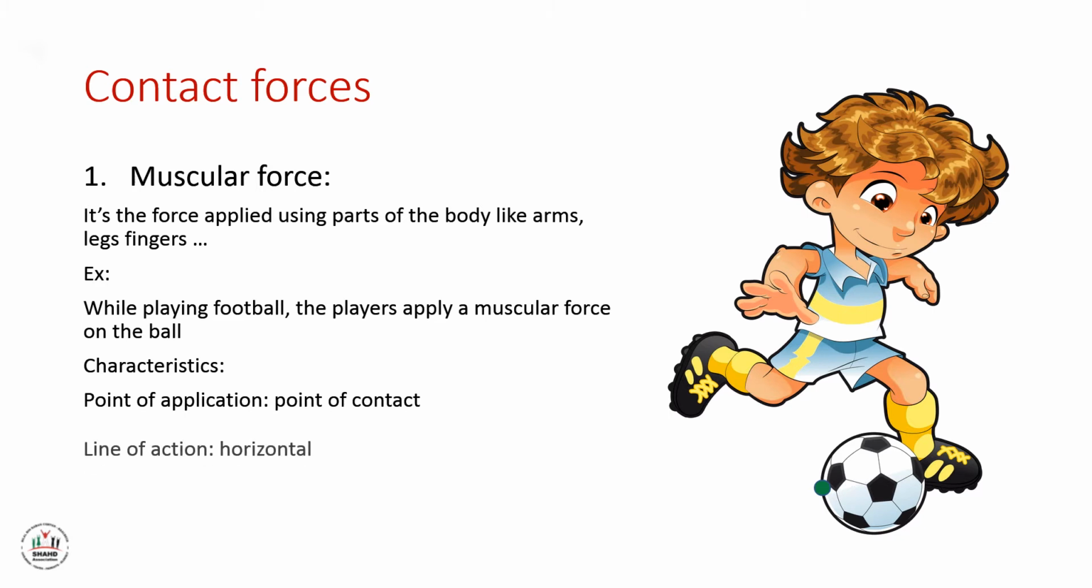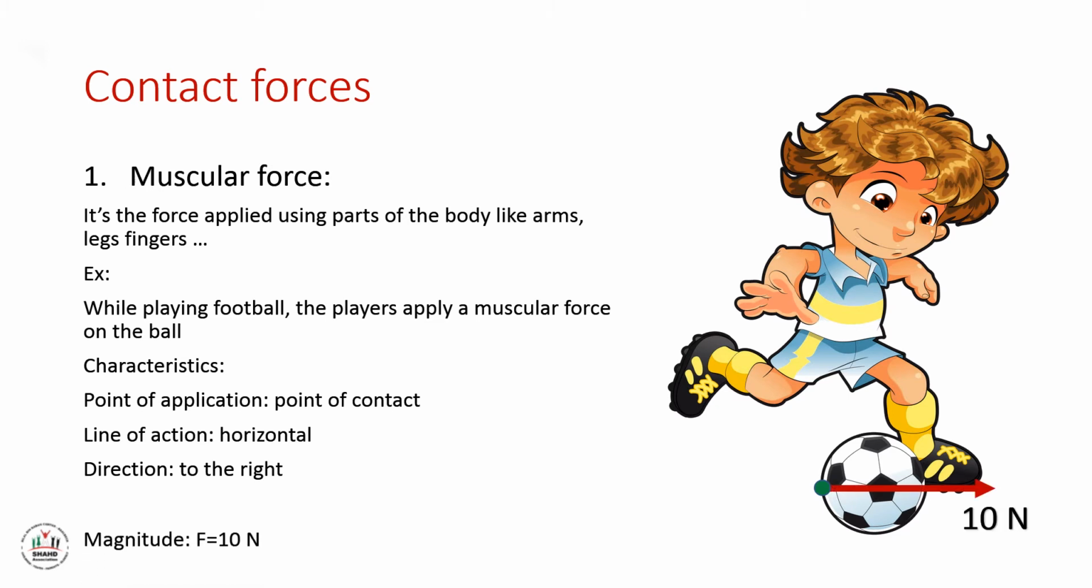The line of action is horizontal because the player is kicking the ball horizontally. The direction, which we said is the sense of the force, is to the right in this case. And finally, the magnitude: we suppose a value of 10 newtons for the force F.